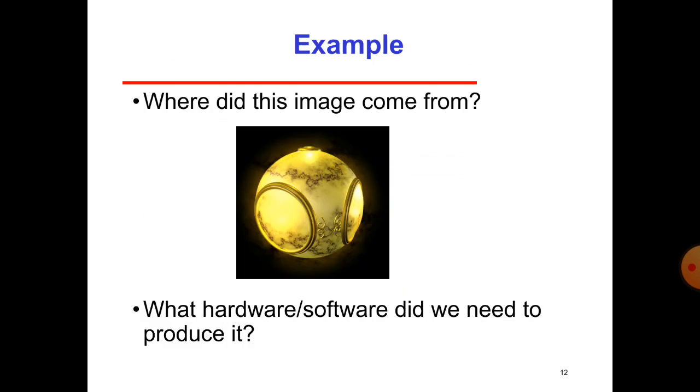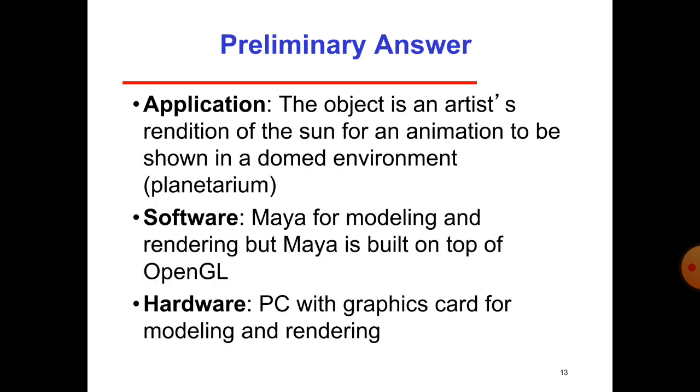Example: where did this image come from? What hardware and software did we need to produce it? Preliminary answer. Application: the object is an artist's rendition of the sun for an animation to be shown in a domed environment. Software: Maya for modeling and rendering, but Maya is built on top of OpenGL. Hardware: a PC with a graphics card for modeling and rendering.